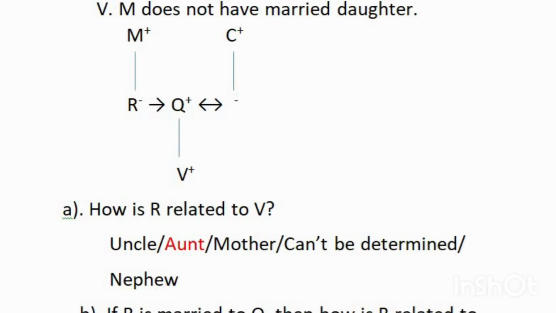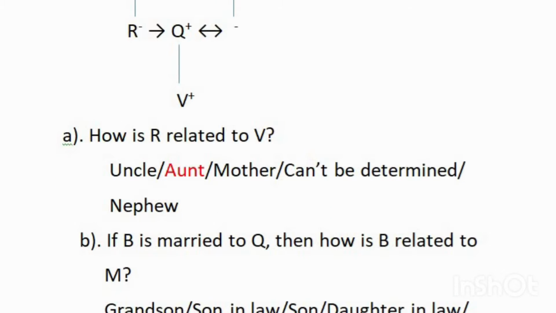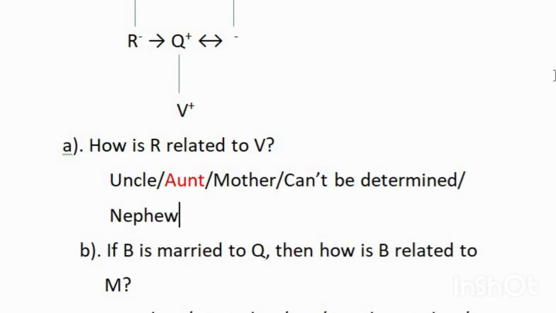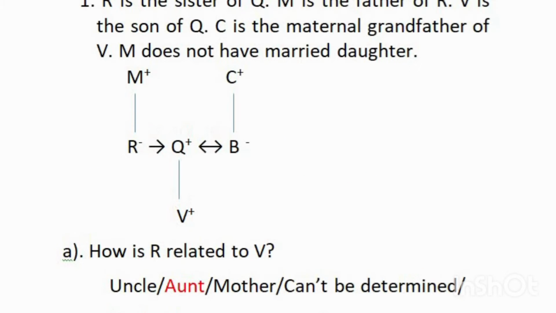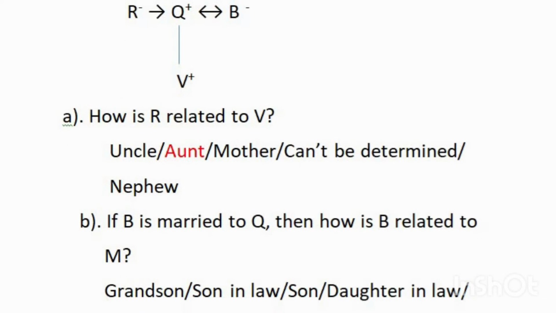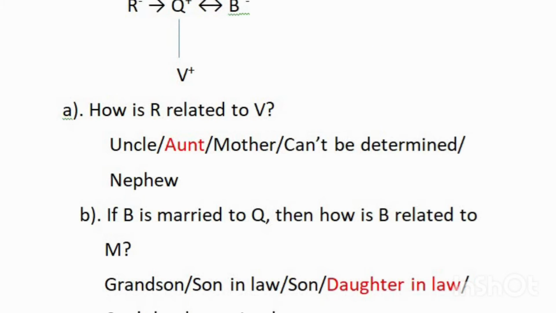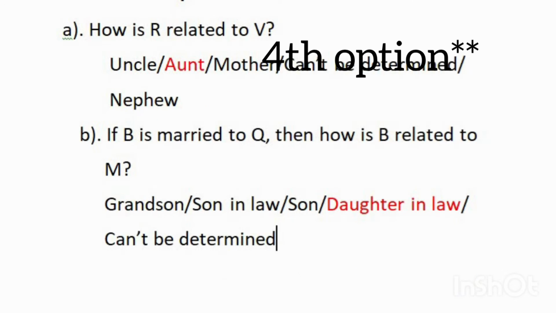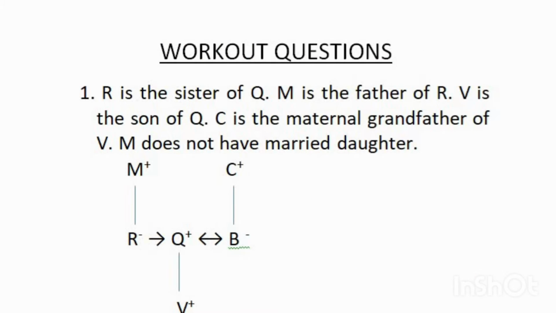Now the next question, if B is married to Q, then how is B related to M? So suppose if B is married to Q, that means Q's wife is B. Then what is the relation of B with respect to M? B is the daughter-in-law of M, because Q's father is M. So B definitely will be the daughter-in-law of M. Third option is the answer. This is the question asked in IBPS PO Prelims 2017.